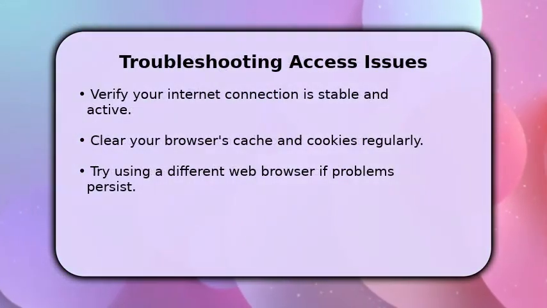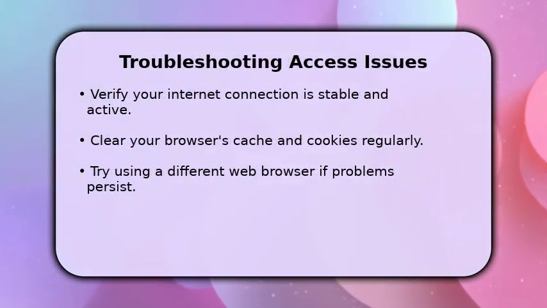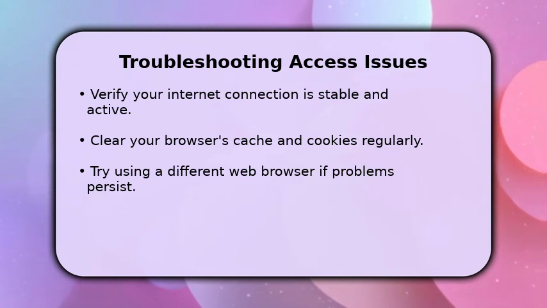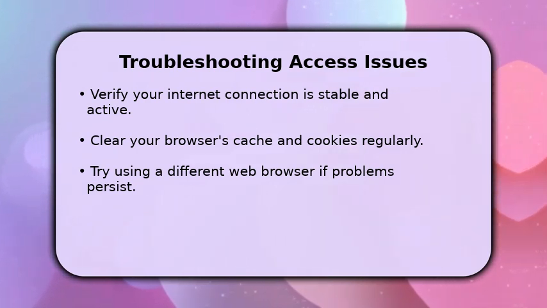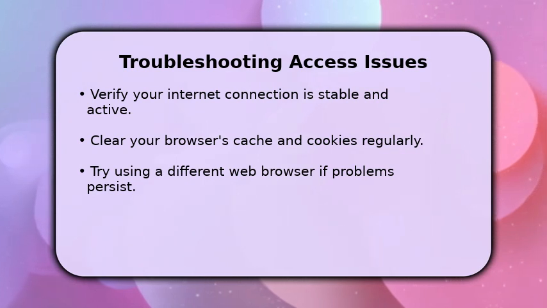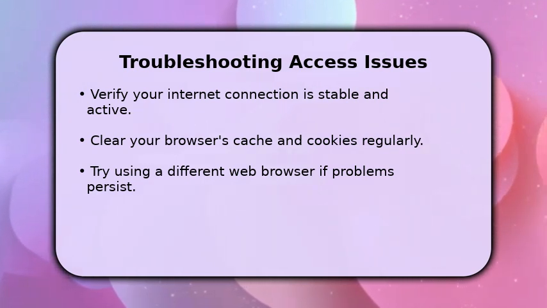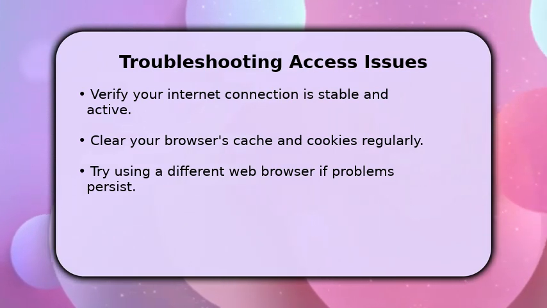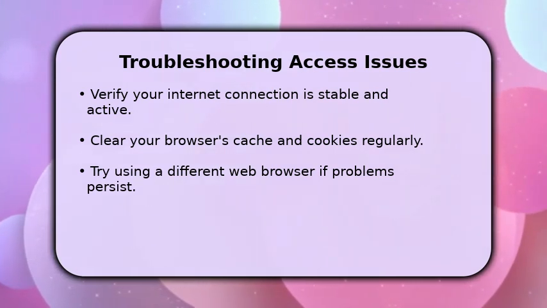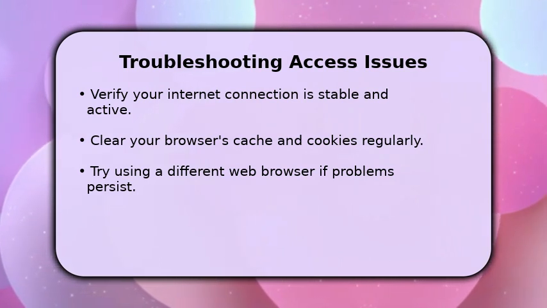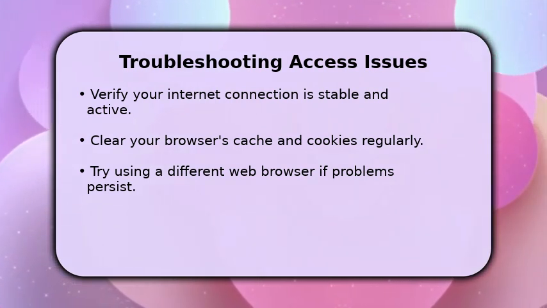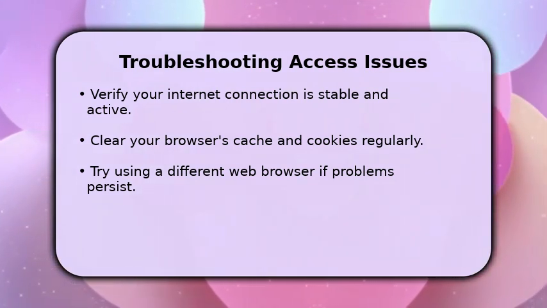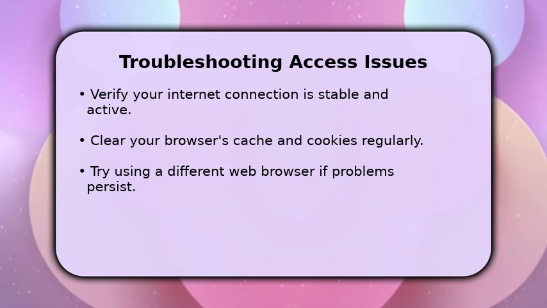Sometimes you might encounter issues accessing Blooket. First, ensure your internet connection is stable. A weak signal can prevent loading. If the page doesn't load, try clearing your browser's cache and cookies. This often resolves minor glitches. If problems continue, consider switching to an alternative browser like Firefox or Edge to see if that helps. These simple steps can often fix common access difficulties.